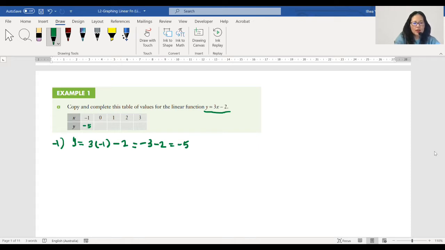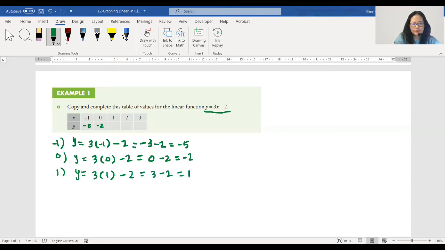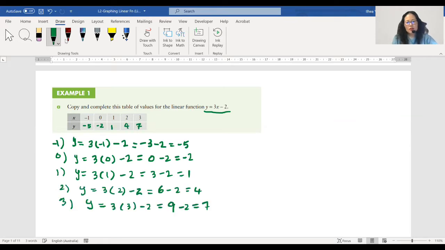Okay, and then when x is 0, y equals 3 times 0 minus 2. That means it's 0 minus 2, so I'm going to write minus 2 right there. And then when the x value is 1, y equals 3 times 1 minus 2. So that's 3 minus 2 equals 1. So that's what we did. Hopefully, the more you practice, this process will become quicker and more accurate.